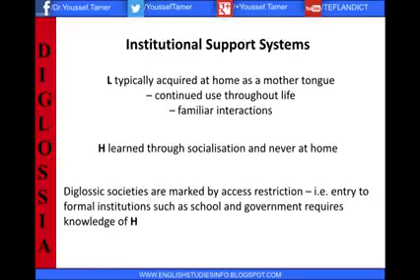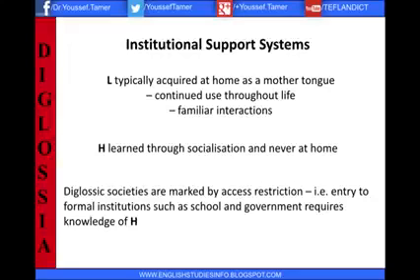That is a more explanation for what we have seen. It is continuously used throughout life, from childhood, and all the time we use only Moroccan Arabic. Used for familiar interactions. The high variety is learned through socialization and never at home. Okay? It is learned in education, of course.